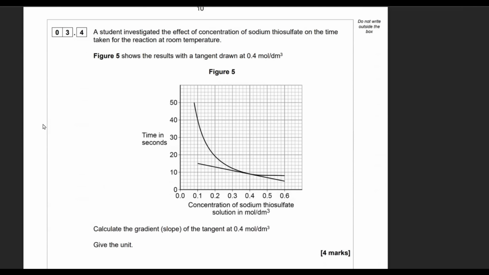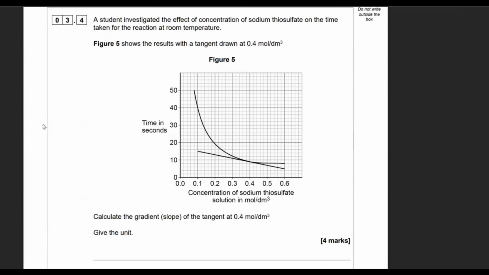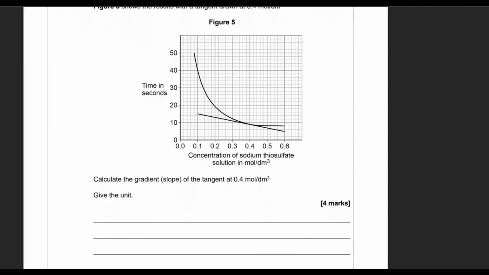A student investigated the effect of concentration of sodium thiosulfate on the time taken for the reaction at room temperature. Figure 5 shows the results with a tangent drawn at 0.4 mole per decimeter. So we've got a tangent here at 0.4. Calculate the gradient of the slope of the tangent at 0.4 mole per decimeter and give the unit, for 4 marks. How is that 4 marks?